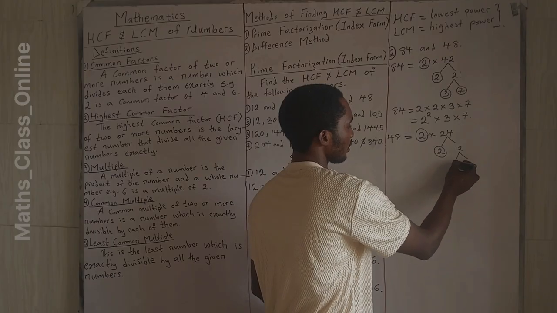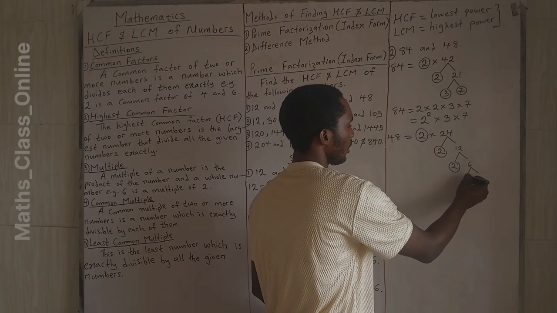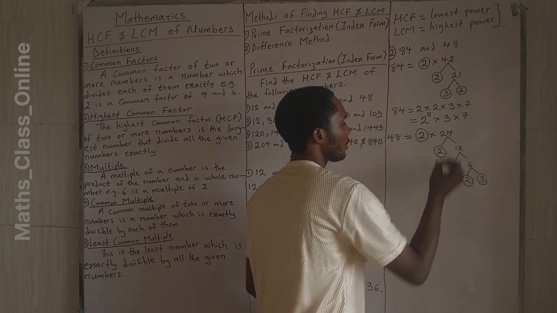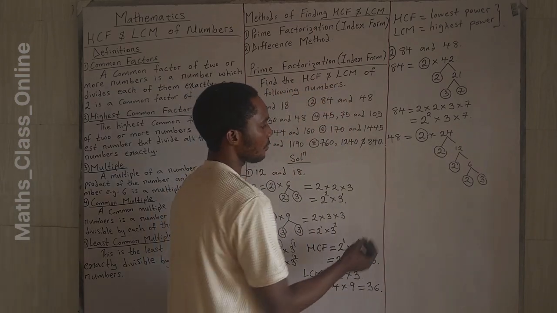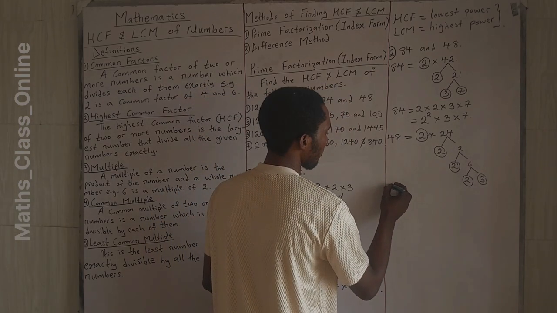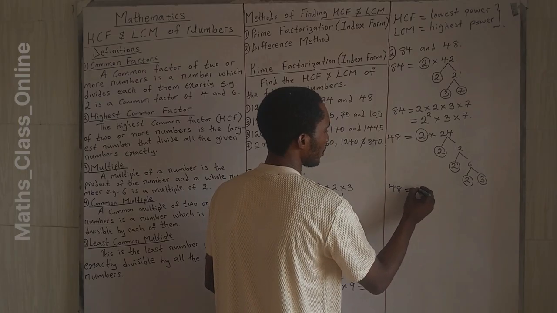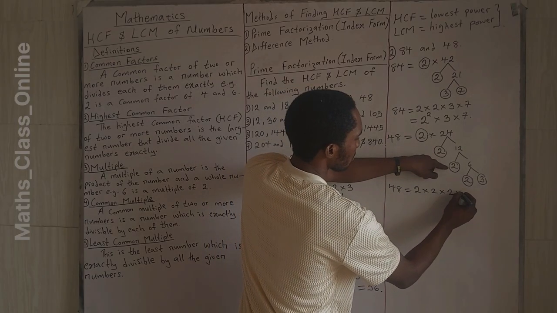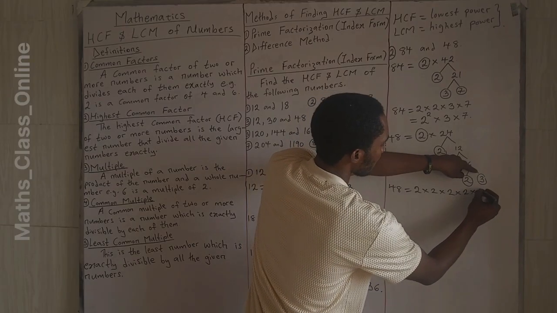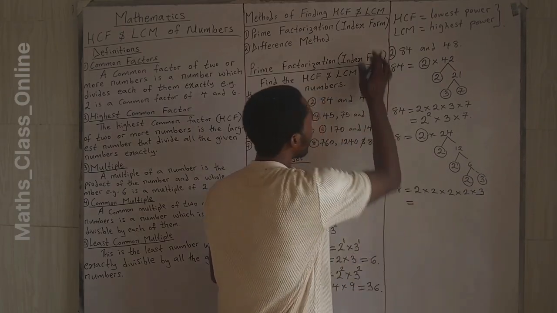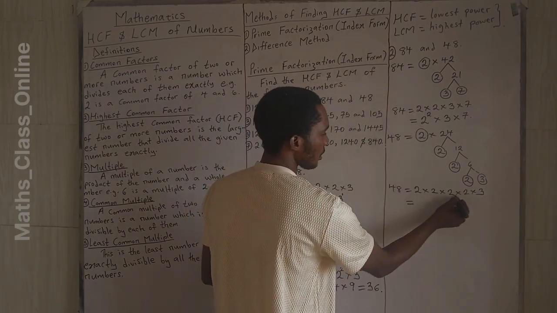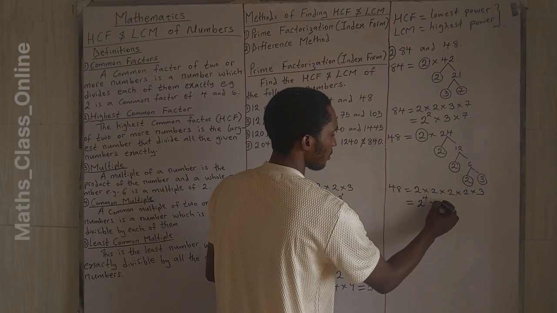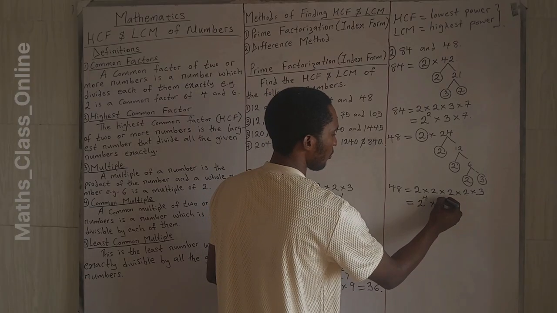2 times 6, also a prime. 2 times 3. 2 is a prime. 3 is a prime. Now what do we have? We have 48 to be 2 times 2 times 2 times 2 times 3. Index form. That is 1, 2, 3, 4. 2 raised to the power of 4 times 3 raised to the power of 1.